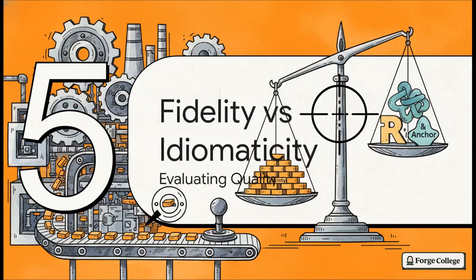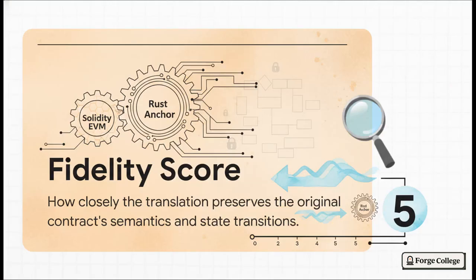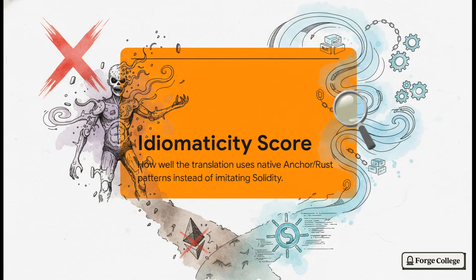Finally, Section 5, Fidelity versus Idiomaticity. This is all about evaluating quality. The first axis we measure on is fidelity, graded on a scale of 0 to 5. Fidelity essentially asks, how closely does your Anchor translation preserve the original contract's semantics, state transitions, and failure modes? A perfect fidelity score of 5 means your translation is a behaviorally flawless mechanical replica of the original EVM contract. The observables are identical, the failure states match perfectly, it's functionally a clone. But honestly, cloning isn't always the goal.